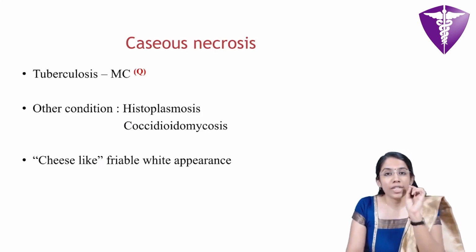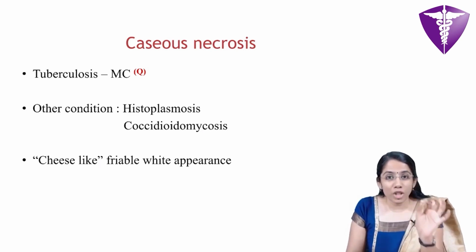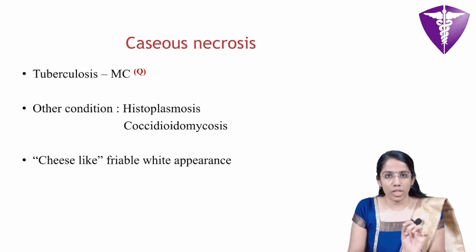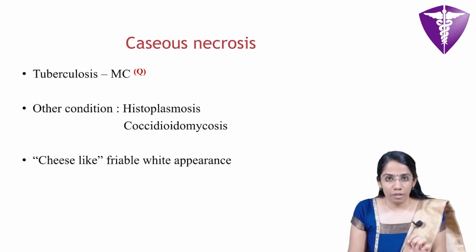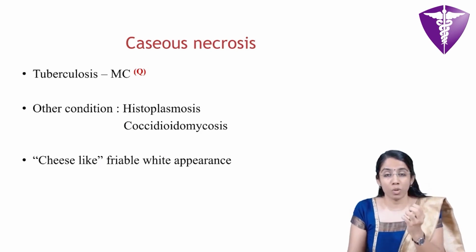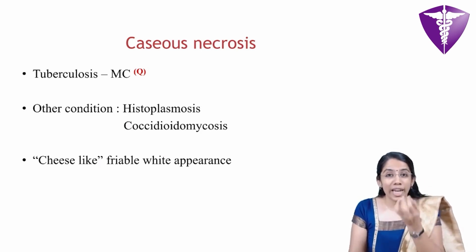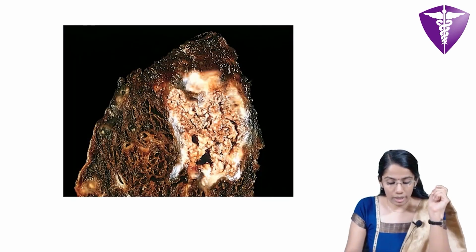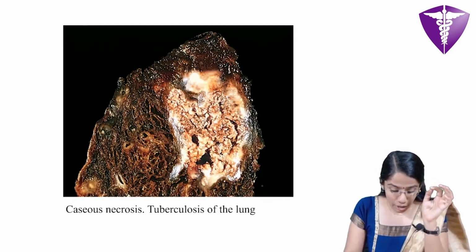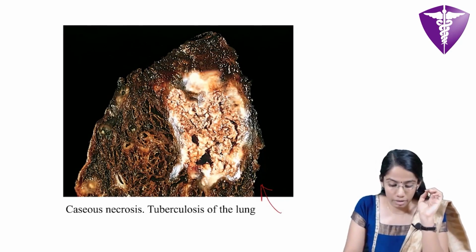The next is caseous necrosis. Caseous necrosis refers to a structureless form of eosinophilic necrosis, most commonly seen in tuberculous infection. Other examples can also be seen in histoplasmosis or coccidioidomycosis. The gross appearance is a cheesy-like, friable, white appearance. This is a classic example of TB lung. Here you can see the cheesy white friable debris.